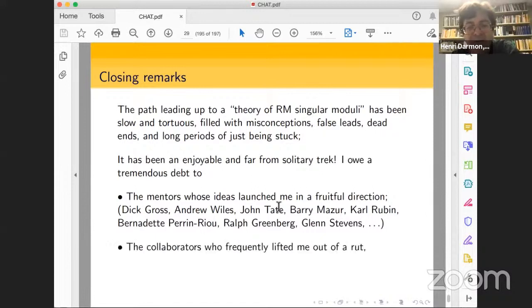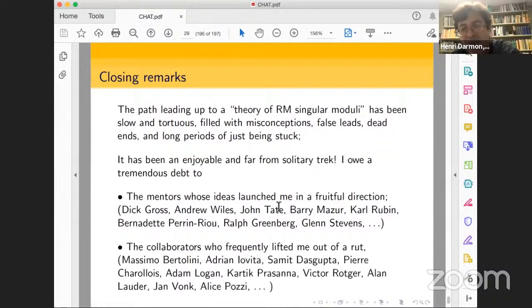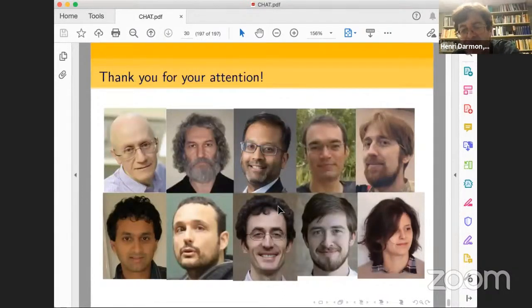And also, I've been frequently helped by this long list of close collaborators who've often kind of dragged me a little bit out of my comfort zone and led me to understand new things. So Bertolini, Jovita, Dasgupta, Charollois, Logan, Prasanna, Rotger, Lauder, Vonk, and Pozzi most recently have all been wonderful collaborators. And so I want to just finish by thanking all of them for all that I've learned from them over the years, all the inspiration they've provided me, and thanking you all for your attention, and apologies for having run a little bit beyond my allotted time. Thank you.